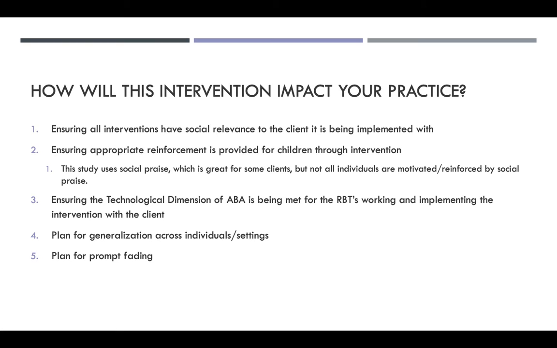So, how will this intervention impact my practice? I think for sure ensuring that all interventions have social relevance to the client being implemented with. So kind of like that social validity that we've been talking about all semester. Is it socially relevant for the client? That is obviously super important when thinking of not only a joint attention intervention, but all interventions that you're using with a kid. And also ensuring that appropriate reinforcement is provided for children through intervention. Like I said, this study uses social praise, which is great for some clients, but not for all clients. And then another thing of how this will impact my practice is obviously ensuring that the technological dimension of ABA is being met.